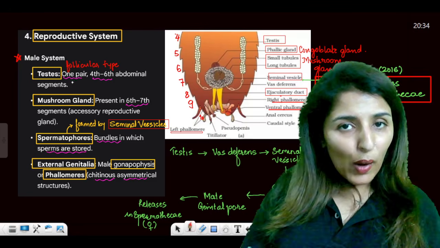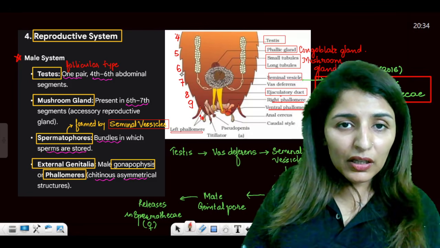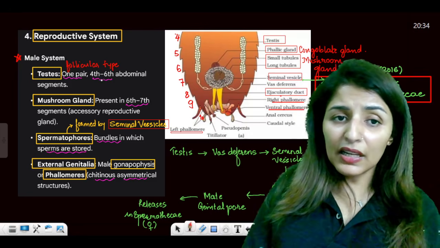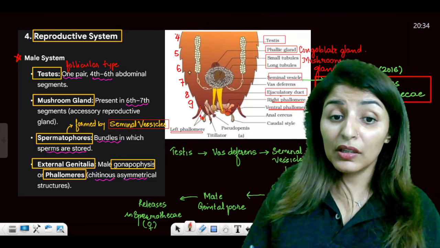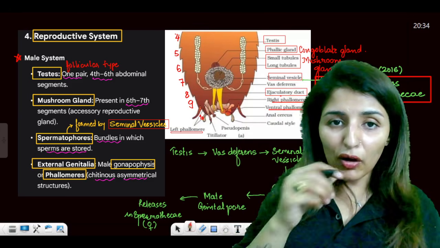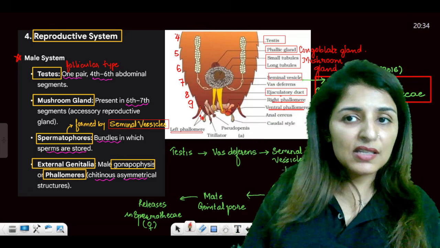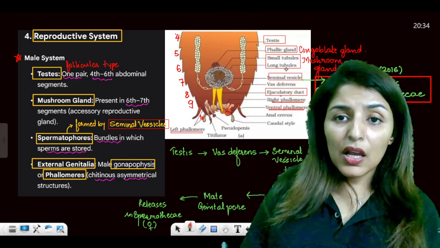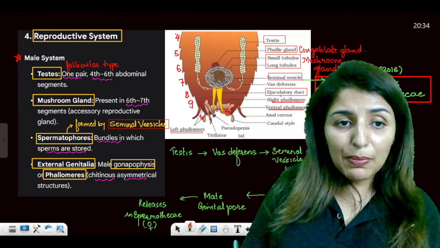So, testes, one pair, and the testes are follicular in nature, and they are present in the 4th to 6th abdominal segments. Where are they present? Between the 4th to 6th. They are elongated, they are follicular. Now, what is the function of testes? Always to produce sperms. Now, from testes, the sperms will move.